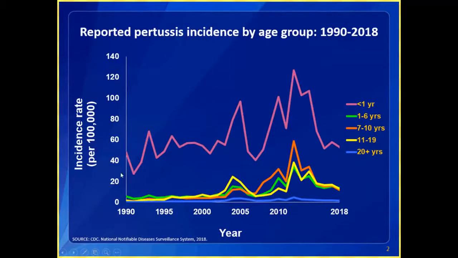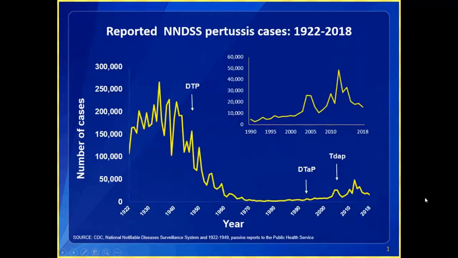So you can see, we were down. We were really low since we had the vaccine. We had a couple little spikes. Then we spiked in the early 2010s, kind of came back down, and we're kind of peaking up a little bit again.